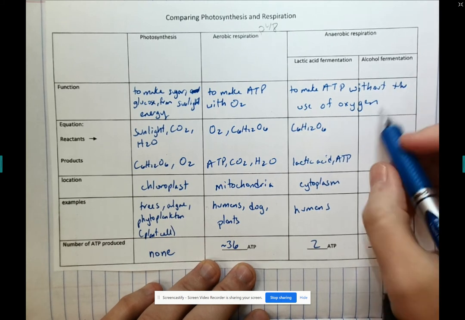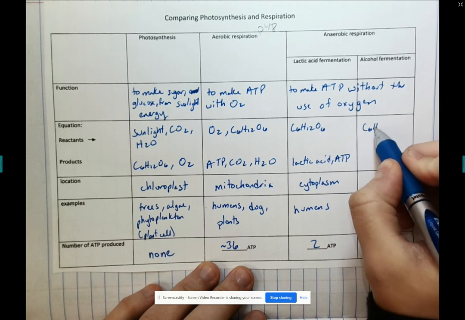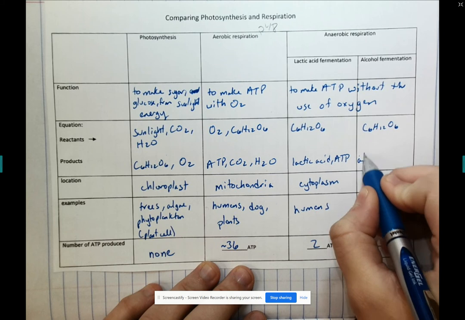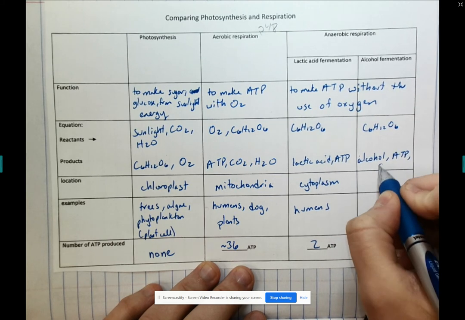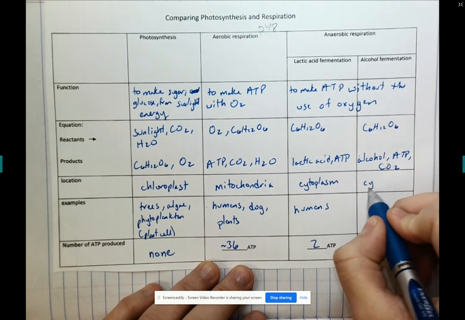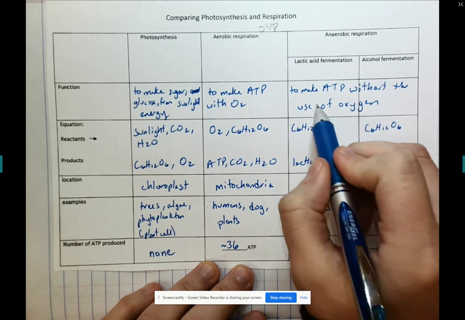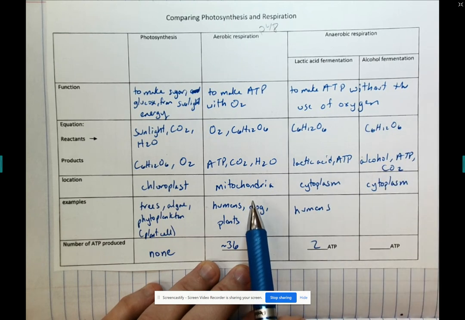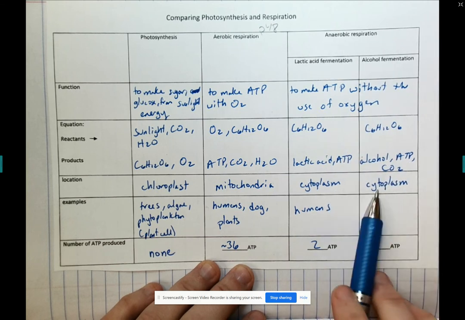And then alcoholic fermentation, our reactant, or what goes in, is glucose. The product that comes out is alcohol, ATP, and some carbon dioxide. This is still happening out in the cytoplasm because, again, there's no oxygen present, so I cannot enter the mitochondria unless I have oxygen. So anaerobic respiration has to occur in the cytoplasm.